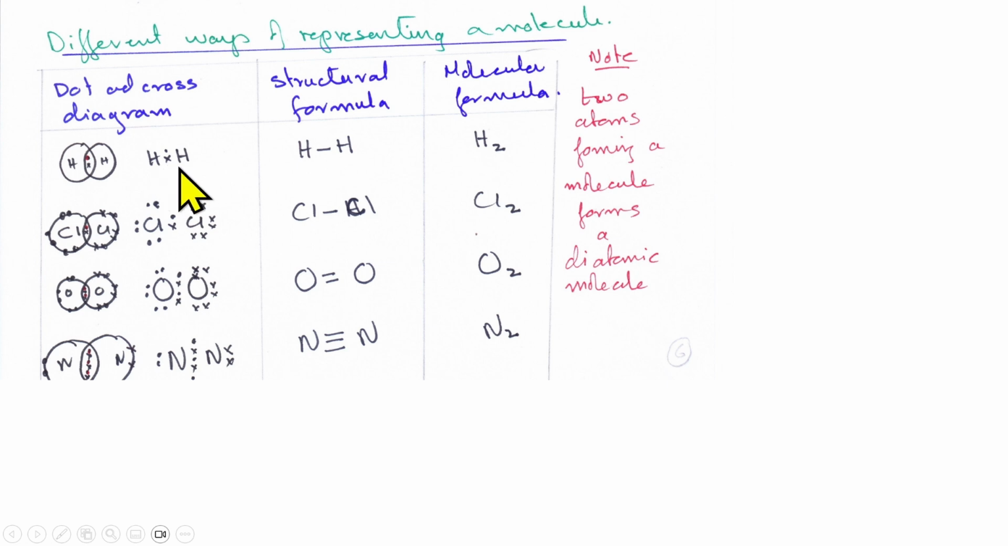Then the structural formula, you have to show the bonds, and the molecular formula, you have to write down the number of atoms, how they are forming a molecule. So there is one thing important which you have to note, that is atoms forming a molecule. Two atoms forming a molecule forms a diatomic molecule.